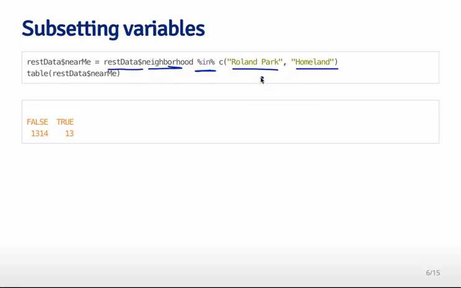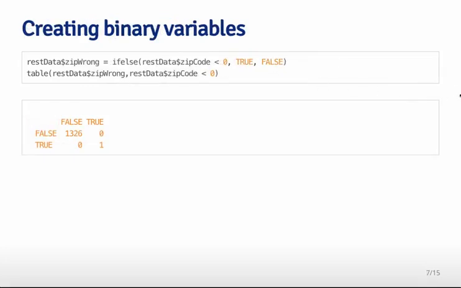It'll return true if you're in that neighborhood and false if you're not. And then what I'm doing is I'm appending this nearMe variable onto the restaurant data set. So this allows me to now subset that data set only by the restaurants that are near me, which is kind of a nice clean way of subsetting the data set as opposed to always having to use this longer %in% command. Another thing you might want to do is create binary variables. So for example, we might want to find the cases where we know the zip code is wrong. So again, I'm assigning to the data frame the variable zipWrong, and here I'm using the ifelse command.